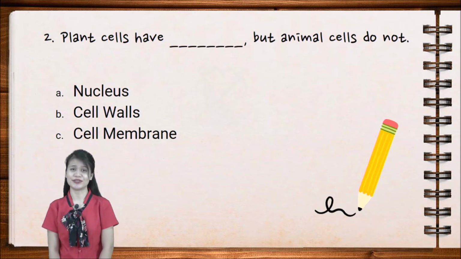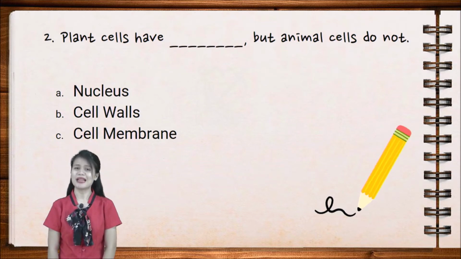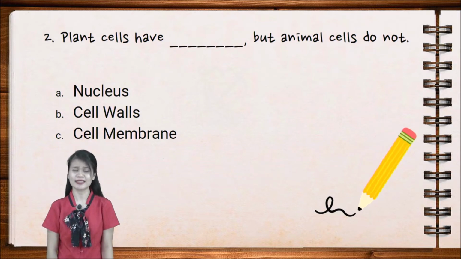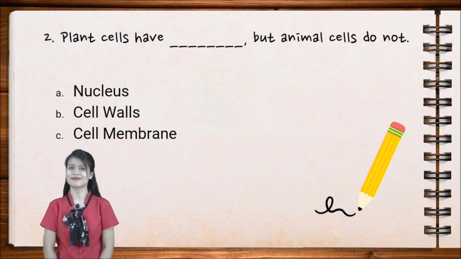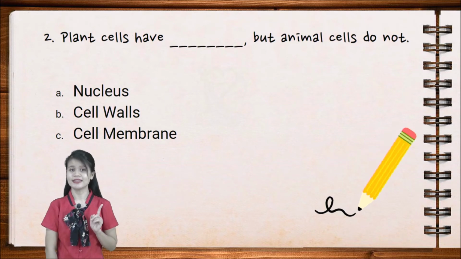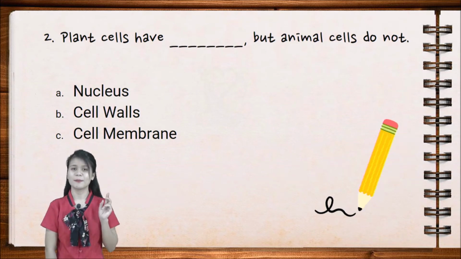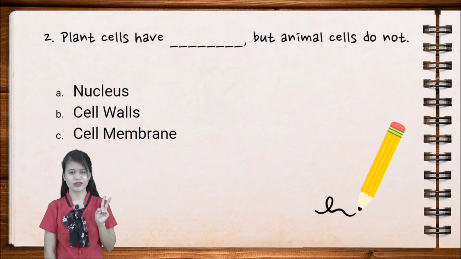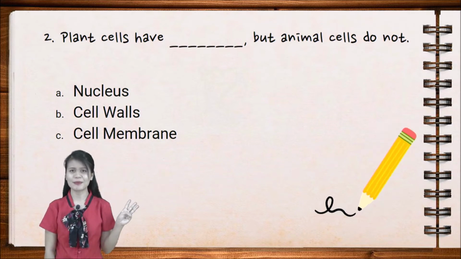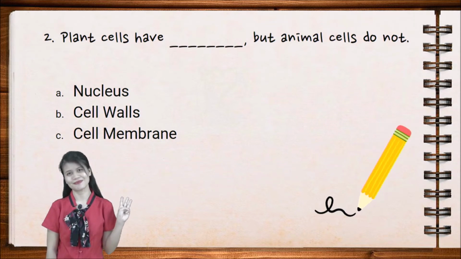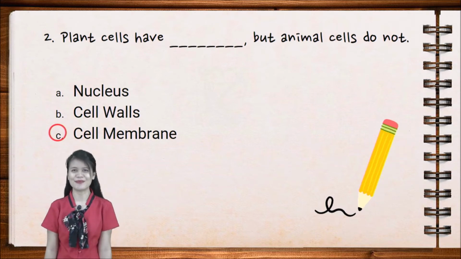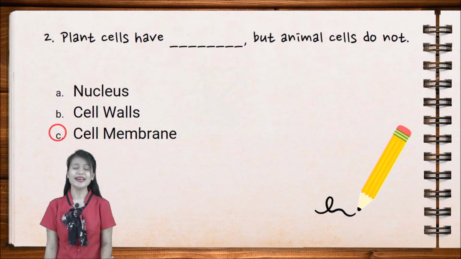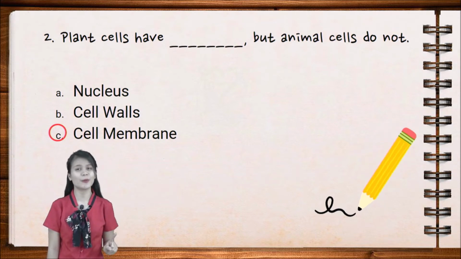Next question. Plant cells have what, but animal cells do not? Which of these? A. Nucleus. B. Cell walls. Or C. Cell membrane. Which of the three? The correct answer is cell walls. Don't forget that plant cells have cell walls, but animal cells don't have.